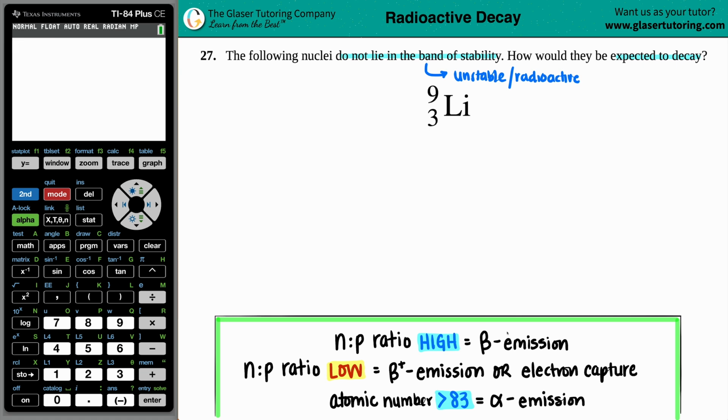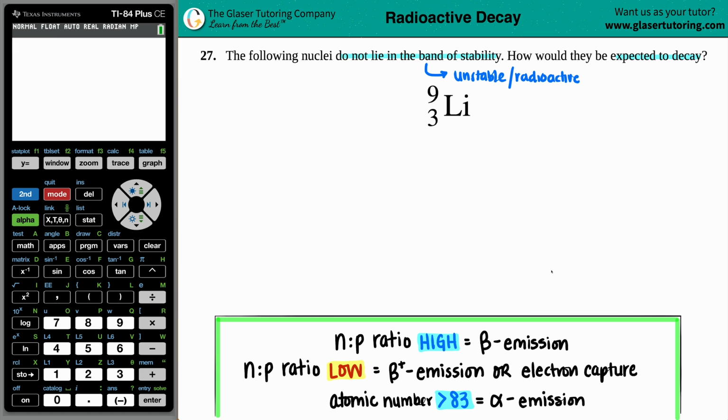But now there's a majority of 4 different types of decay modes. There's beta emission, positron emission, electron capture, or alpha emission. Which one is this one going to go? Well, first things first, always look at that atomic number. If you're dealing with huge nuclides with an atomic number greater than 83, it's got to lose a lot of mass fast, so alpha emission would be the way to go. But this lithium only has an atomic number of 3, so we can rule out the alpha emission.